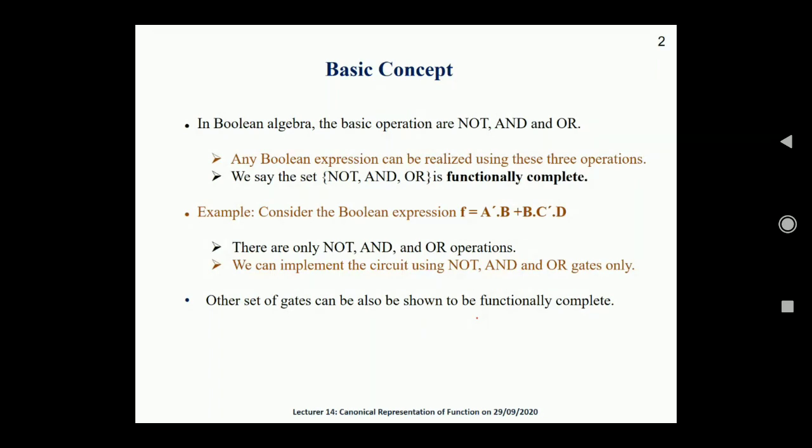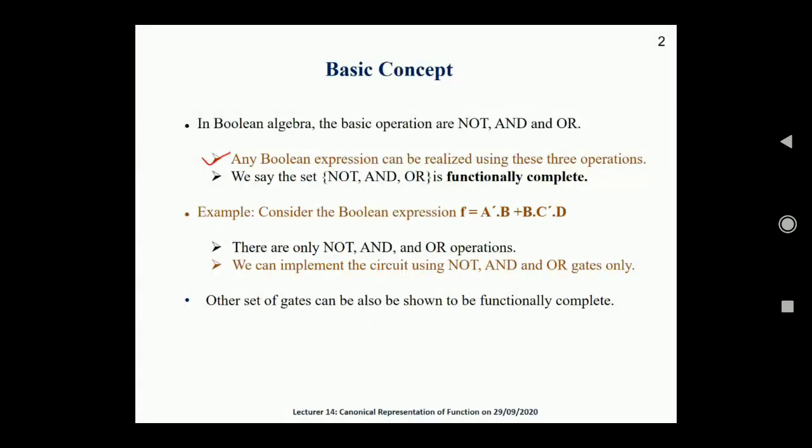NOT gate, AND gate, and OR gate. These are all the basic operations, and when we apply these basic operations to the circuit, they are called the NOT gate, the AND gate, and the OR gate. Are you getting my point? Any Boolean expression can be realized using these three operations. What is the meaning? If we have these three gates, NOT, AND, and OR, we can design any type of gates. Okay, so that is the beauty of these three gates.